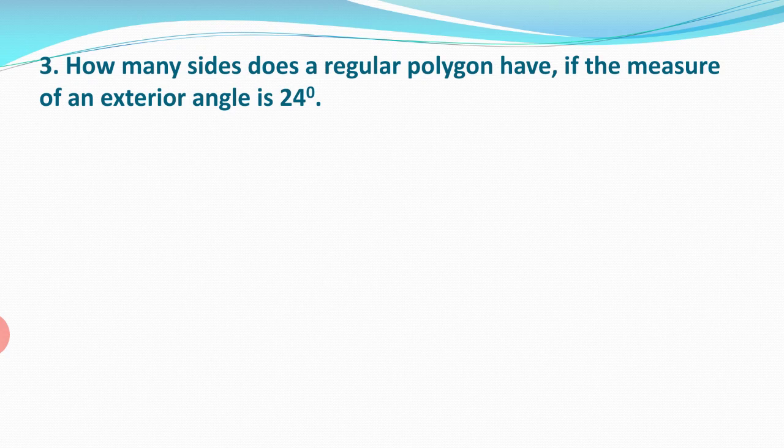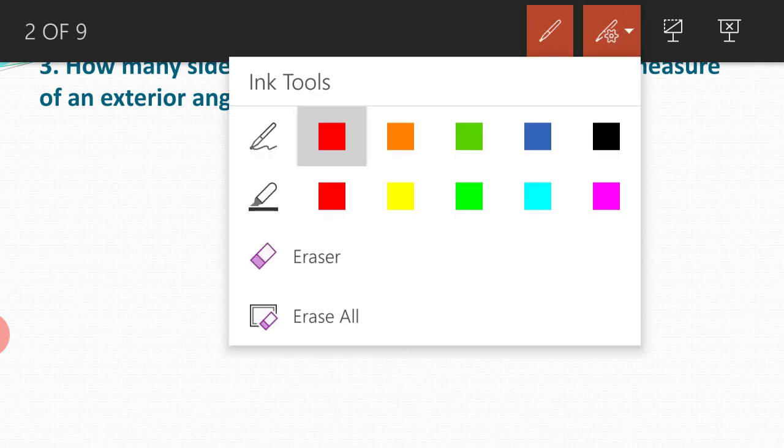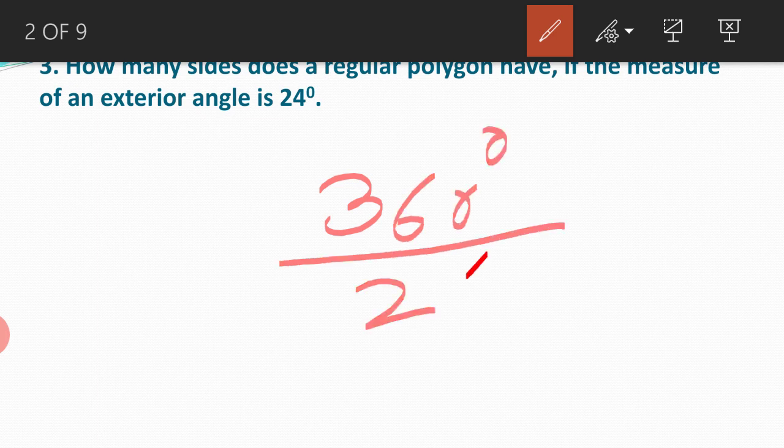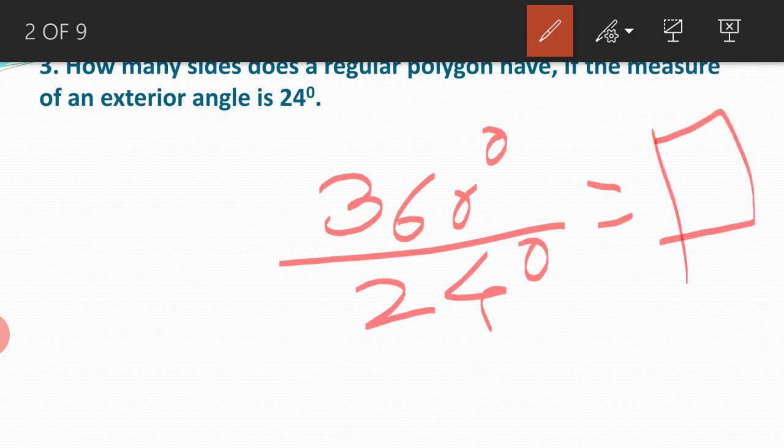So now if we want to find out number of sides, can we divide 360 by measure of each exterior angle, that is 24 degree? Then whatever answer we will obtain will be sides. Are you getting? Now sides will always be a whole number. It cannot be 2.5 or something.